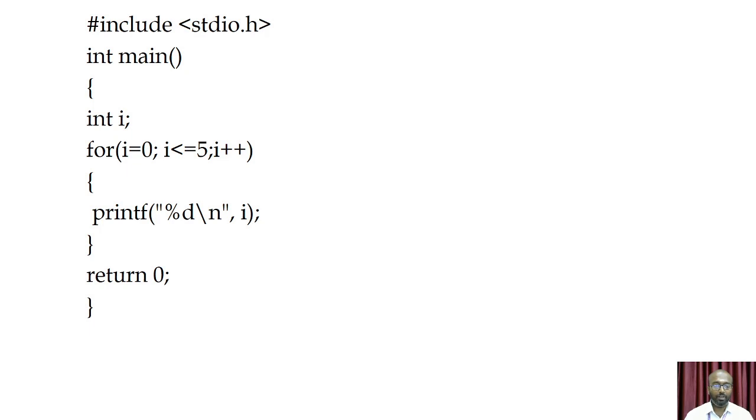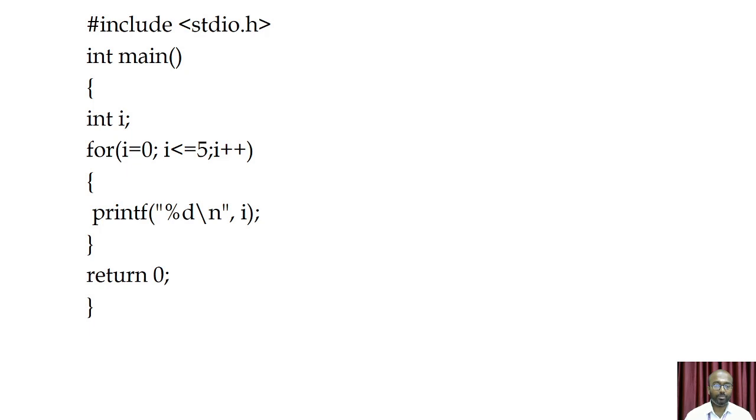Then after the block is executed, the increment part is executed. So i++, the value of i now becomes 1. Again, after increment, the condition is checked: 1 less than or equal to 5. Since the condition is true, again the block of statements is executed and the value 1 is printed in the next line. Then again the value is incremented.